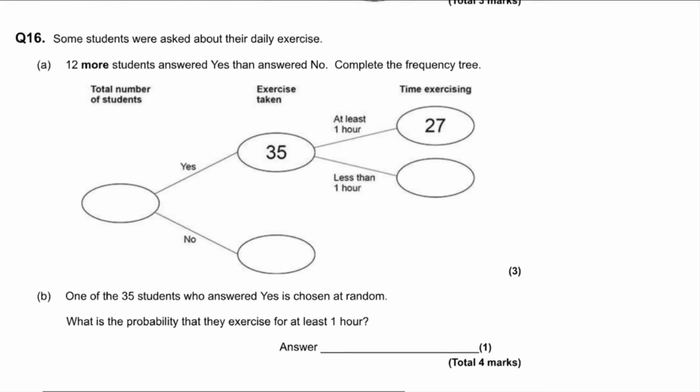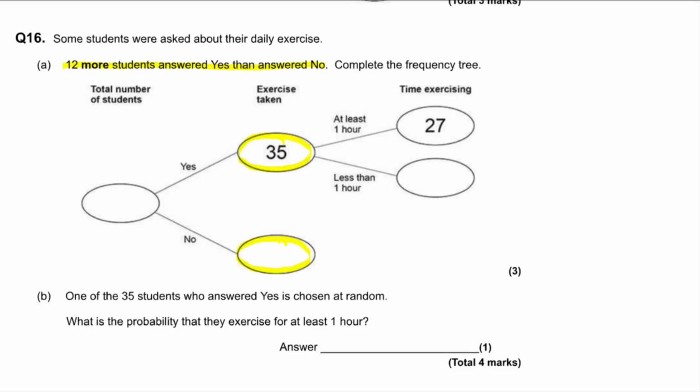Question 16. Some students were asked about their daily exercise. 12 more students answered yes than answered no. Complete the frequency tree. So I know that 35 people answered yes, and I don't know how many people answered no, but I know that 12 people more answered yes than answered no.